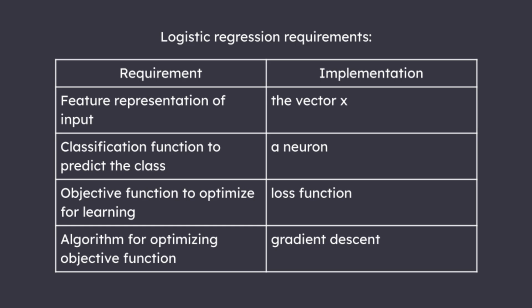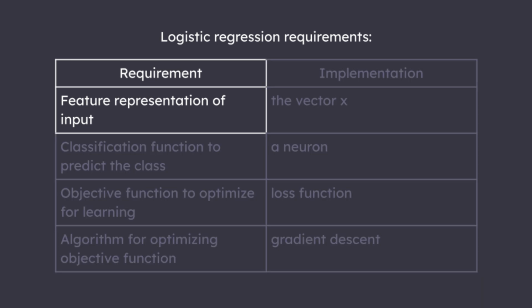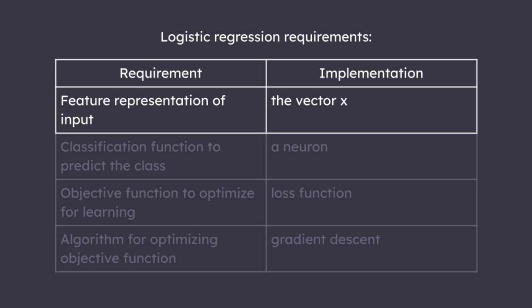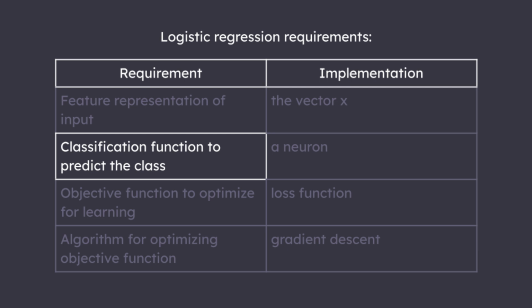To implement logistic regression, there are a few requirements that need to be met. Firstly, in order to classify our data, we need to have data to classify. So, we need to have our vector of features x. Second, to classify our data, we need to have a function that does the prediction. In this case, we will use a singular neuron.